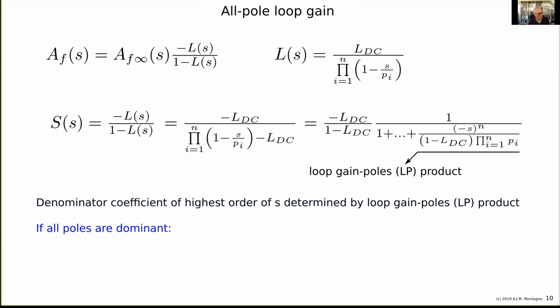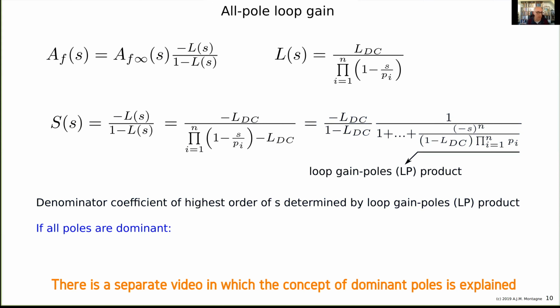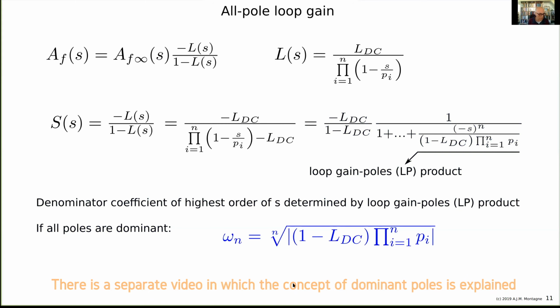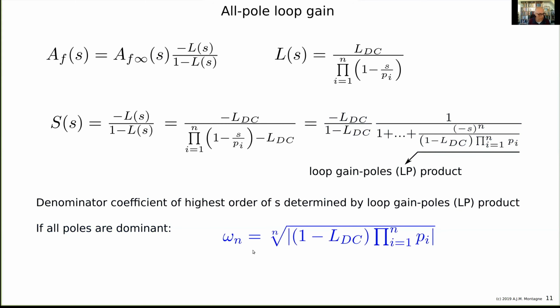Now this is nice, because if all poles in this expression are dominant, then this term, knowing the properties of this MFM that I showed you before, is omega n to the power of n. So we can find omega n is the nth order root of the loop gain poles product of the nth order.